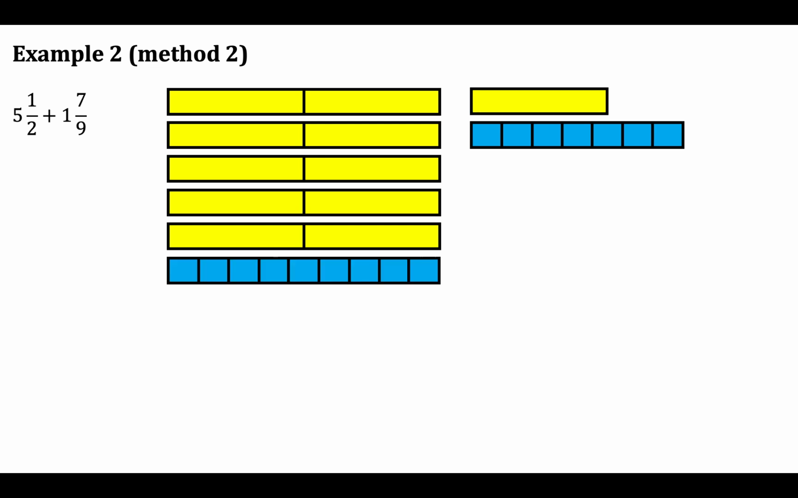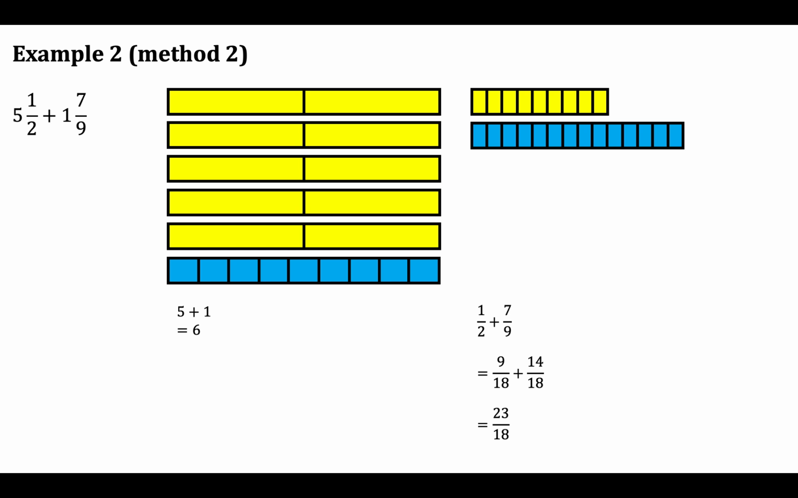If we look at bringing our whole numbers together here and then putting our fractions together, we end up with a diagram like this. So our 5 plus 1 gives us 6. And then we have a half plus 7/9. Now in order to add the half and the 7/9, we need common denominators, which again is 18 here. So we can see we've got 9/18 plus 14/18, which altogether gives us 23/18.